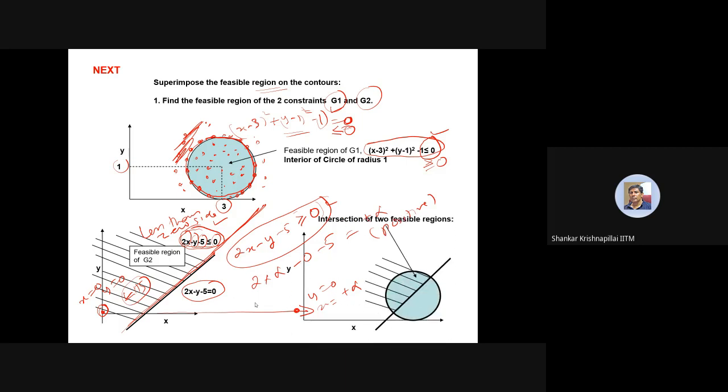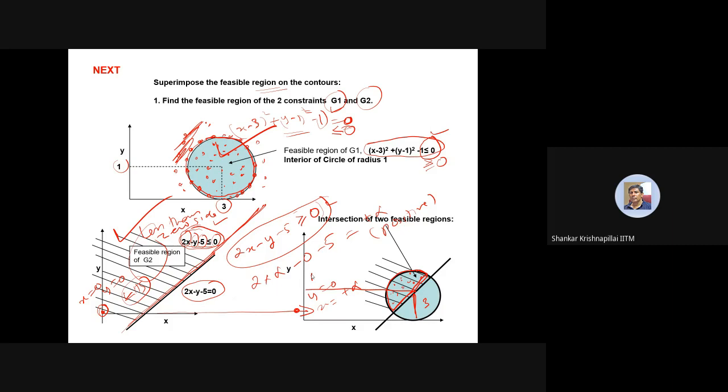Now you have to superimpose both of these feasible regions. This thing and this thing has to be drawn on the same graph paper on the same scale, and you can see that this is the feasible region. All these points will satisfy the straight line constraint as well as the circular constraint. So we need only consider points in this semicircle. The center of the circle is 3, 1.